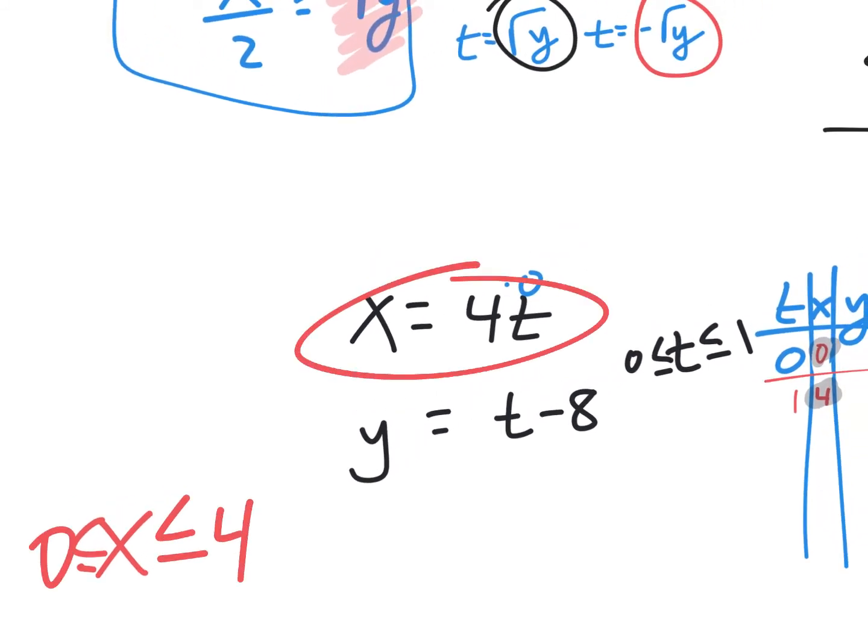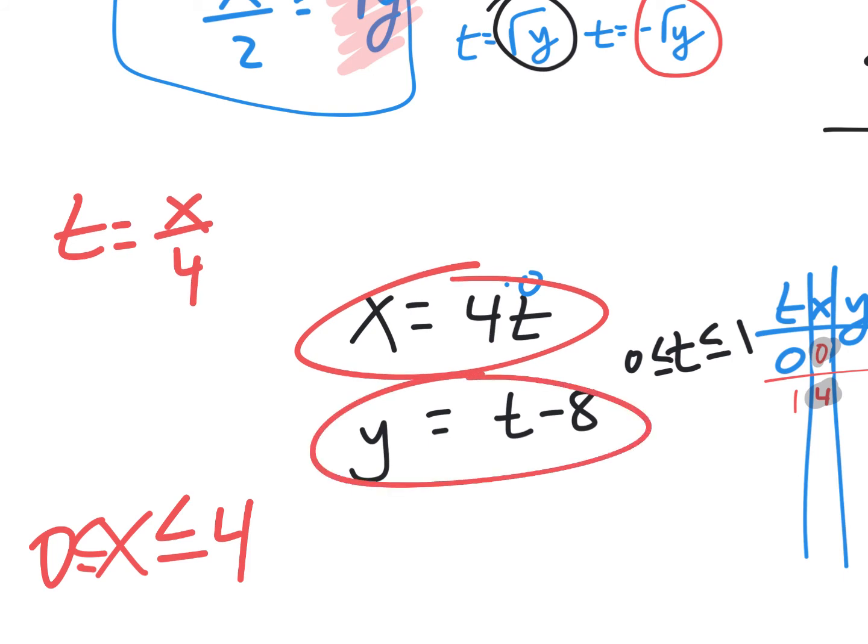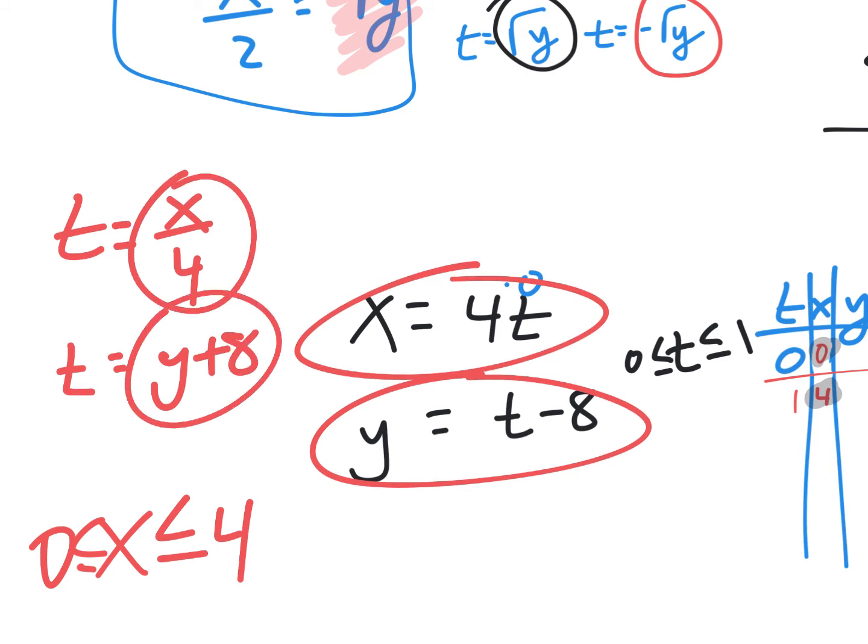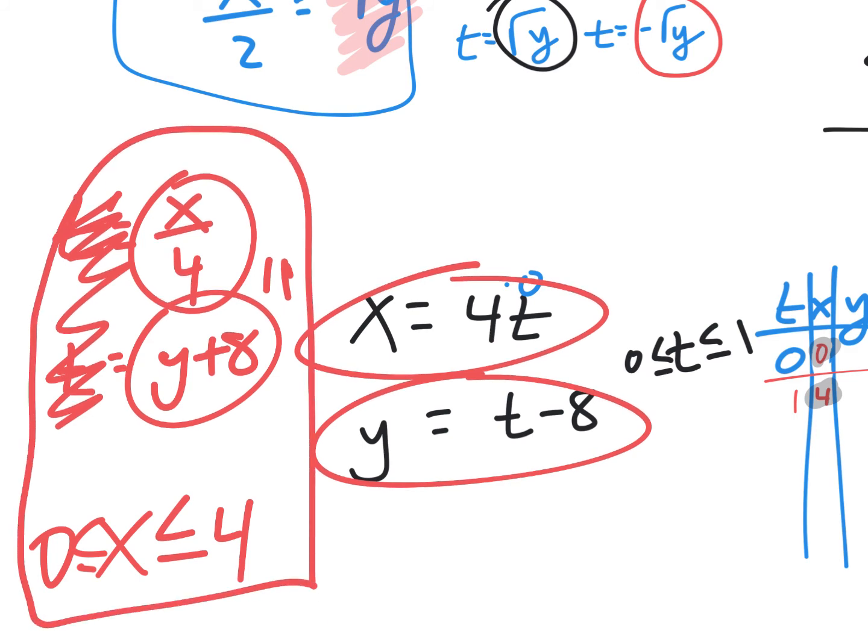And this solves for T as T equals X over 4. And this solves for T as T equals Y plus 8. And then since these are both equal to T, this equals this. So there's your equation. I'm saving a step by saying that equals that. And that's the limiting factor. Raise your hand if you had that one right. Okay, good. You're all caught up.